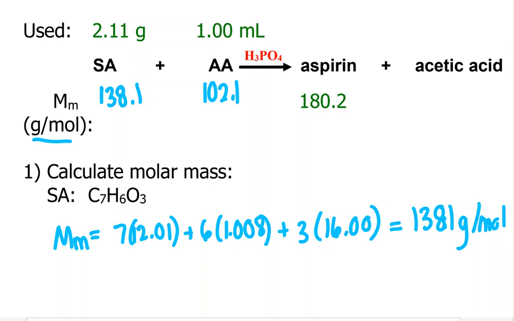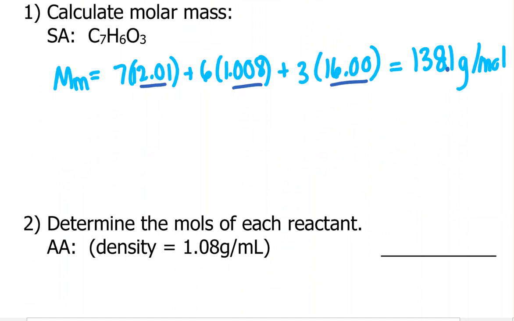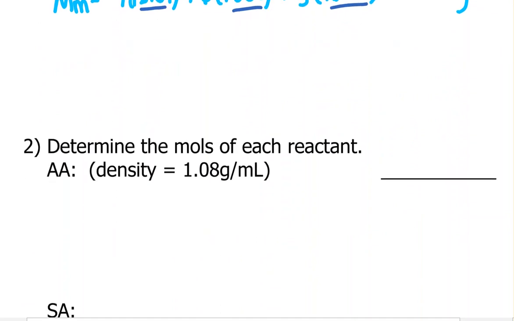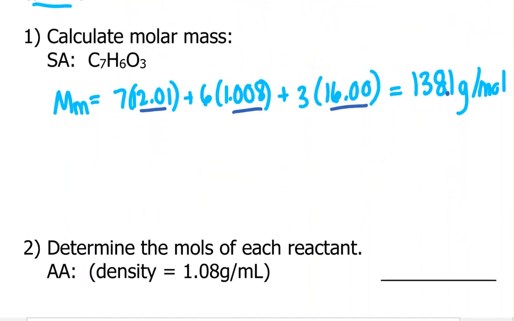And of course, I got these numbers from the periodic table. I did use extra digits in this so that we would have 4 digits in our molar mass that we needed. But anyway. Okay, so that's how I got my molar mass.